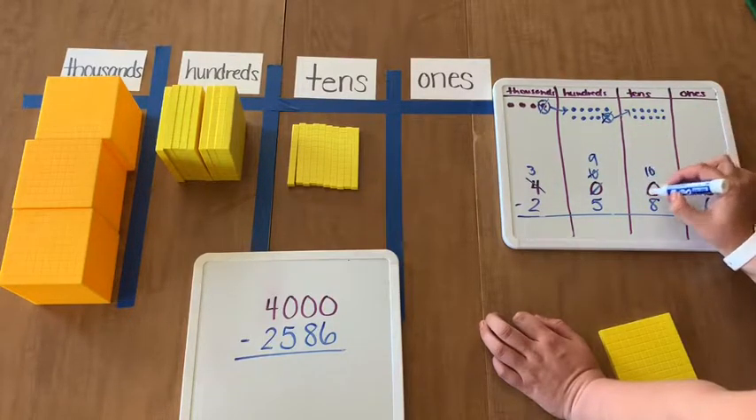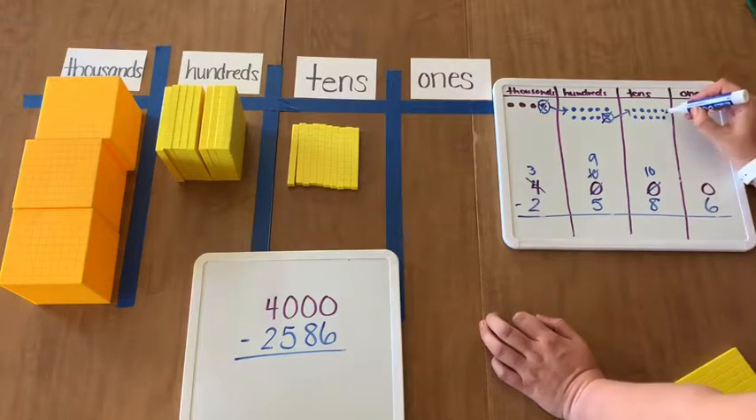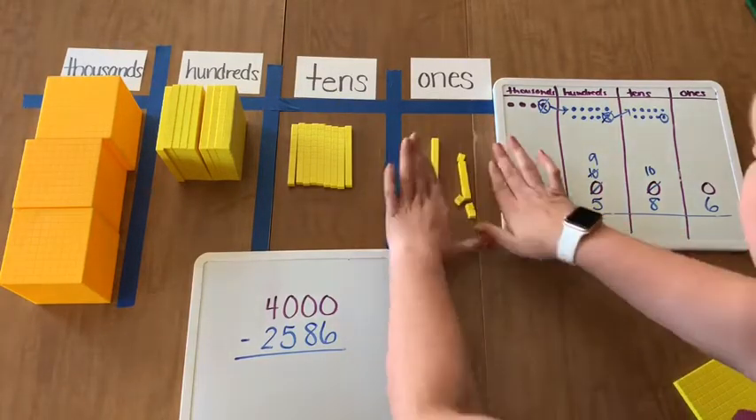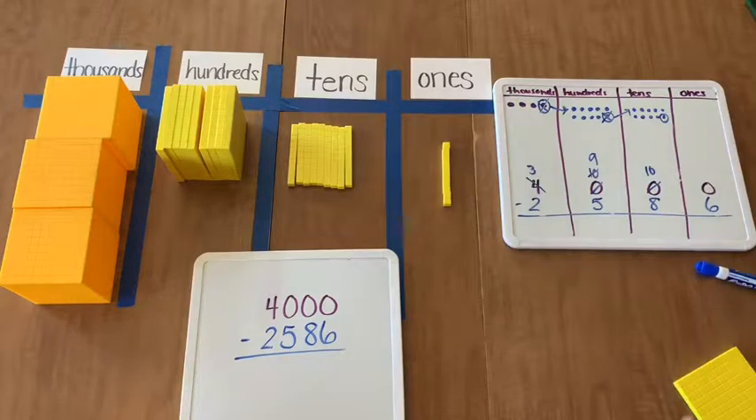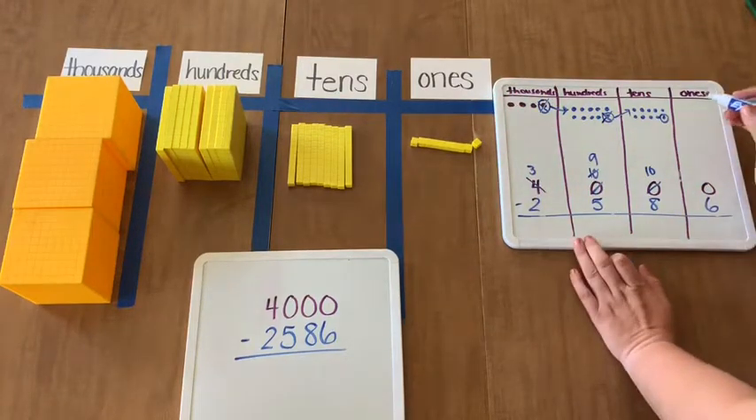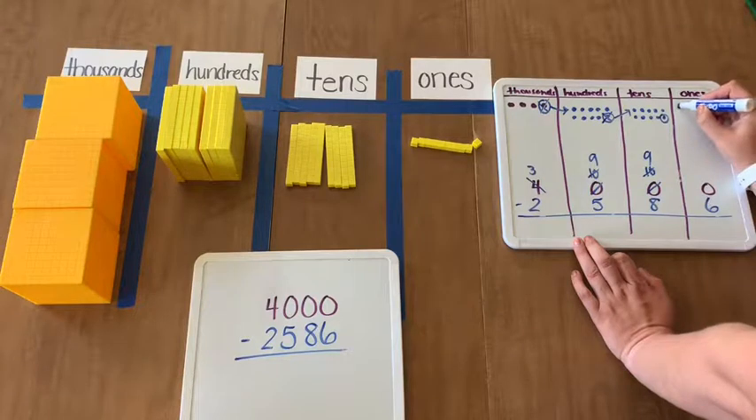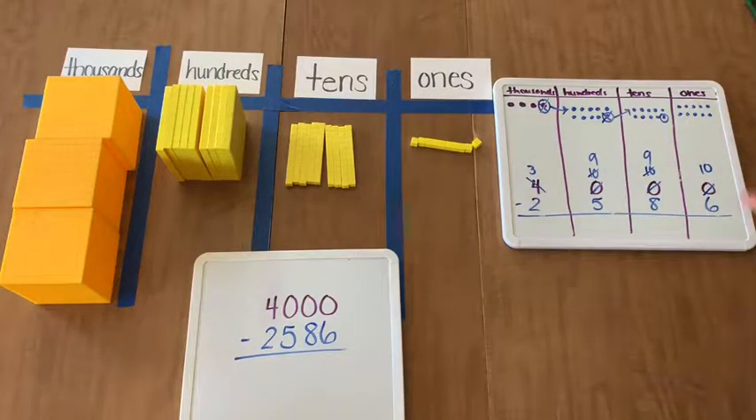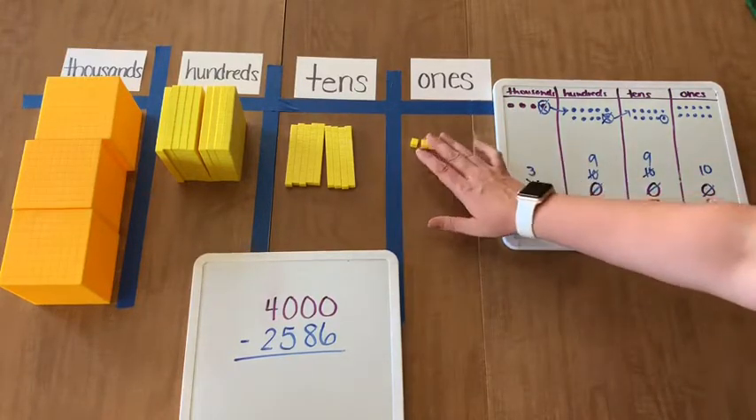And in the tens, I now have 10 tens because I regrouped. But I still can't subtract my 6 ones, so I have to take one of these tens and regroup it into 10 ones. My 10 ones are exactly the same as 10, but broken into smaller pieces. So my 10 tens are now 9 tens, and now I have 1, 2, 3, 4, 5, 6, 7, 8, 9, 10 ones. Now I can finally subtract 6. 1, 2, 3, 4, 5, 6. I'm taking away 6. And I am left with 4.